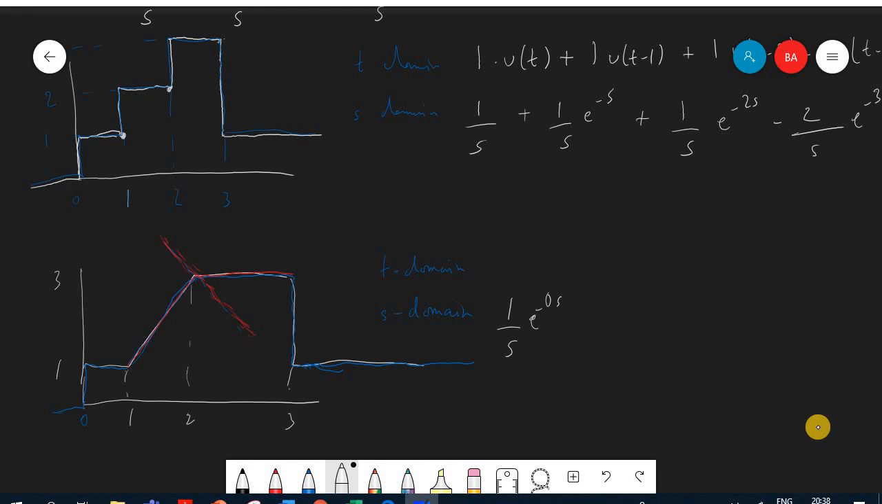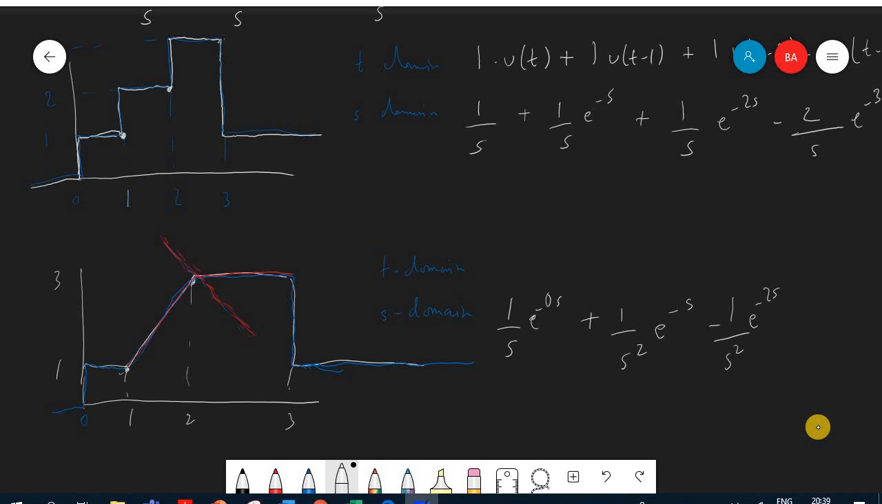And then I had a ramp input, and this ramp input is 1 over s squared. If you remember, the ramp input is 1 over s squared. It happened at e to the power minus 1s. And then I had a ramp input in the opposite direction that happened at 2 seconds, that cancelled the effect. So I'm going to have minus 1 over s squared, e to the power minus 2s.